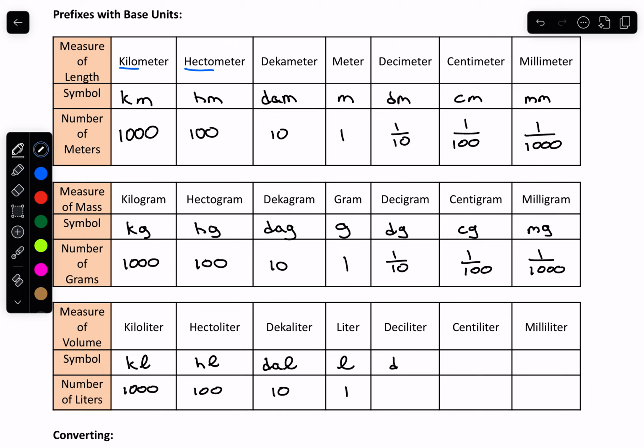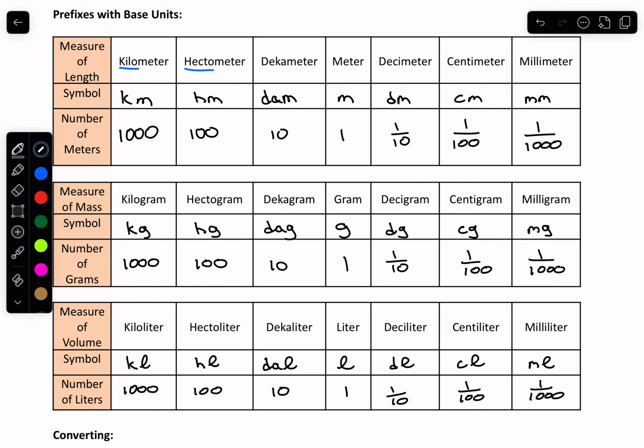A deciliter is DL, that is 1/10 of a liter. A centiliter is CL, and that is 1/100th of a liter. And then a milliliter is ml, that is 1/1000th of a liter.